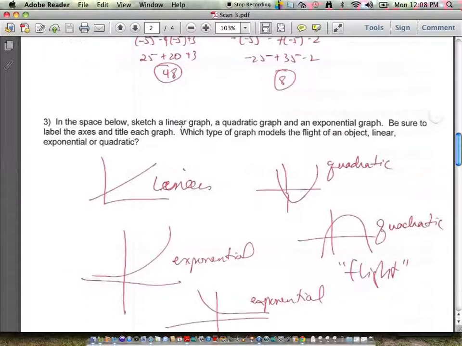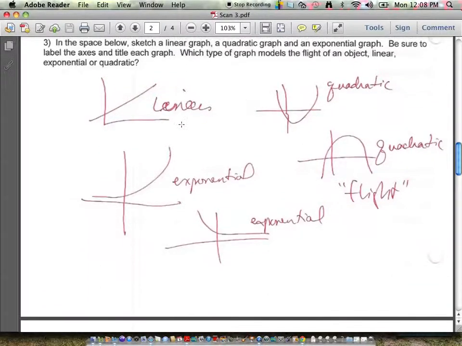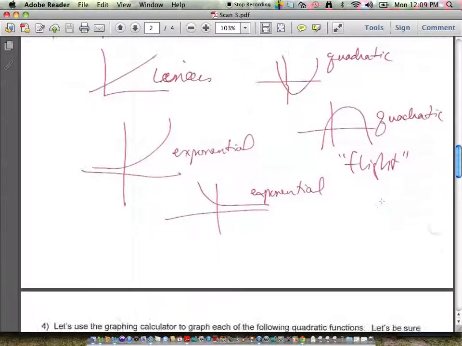Here's number 3. A linear graph is a straight line. There are 2 ways to do exponential. I have it here and here. This is just a fraction raised to a power, like a half to the x power. This is a whole number. Quadratic can be in 2 ways. The big thing is that if it looks like this, it could be modeling flight. An upside down parabola, if you will.